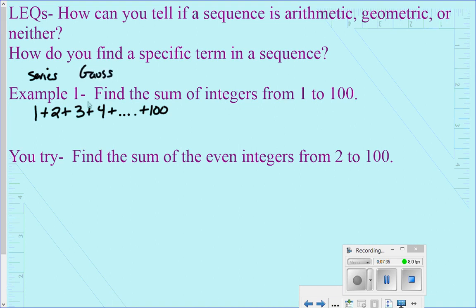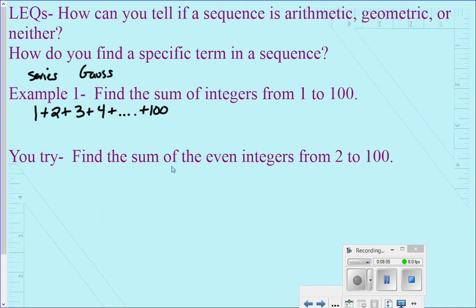Gauss was a brilliant mathematician. And Gauss discovered this formula when he was 9 years old. So pretty amazing that he thought of this when he was 9. So he was sitting in class, and he was a genius, so he really didn't need to pay attention to what the teacher was teaching. He decided he was going to figure out how to answer this question, how to find the sum of integers from 1 to 100.